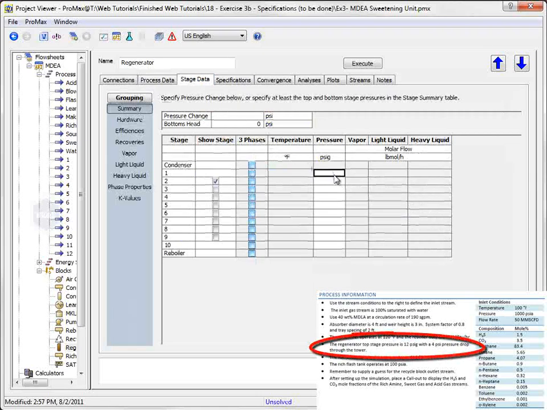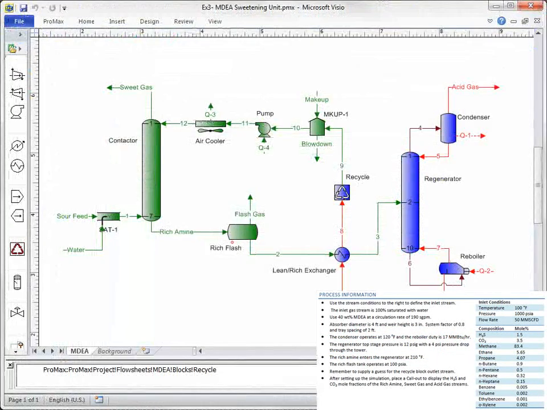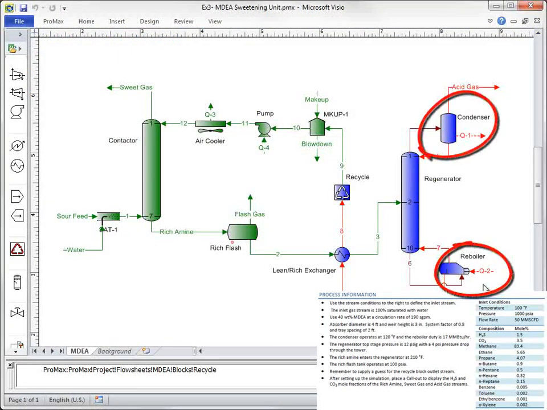Next, we need to set the column operating pressure. I'll do this by setting the top stage at 12 psi-G and giving a 4 psi pressure drop across the column. By using the alternate stripper model, we do not need to set any additional hardware information. We do have 2 degrees of freedom remaining for this column, one each from the reboiler and the condenser.